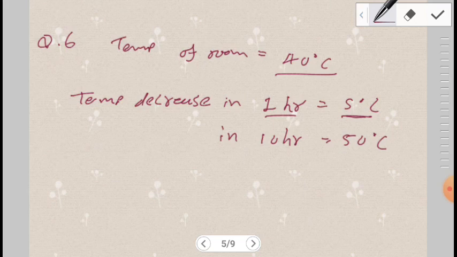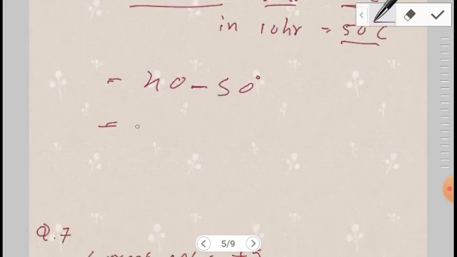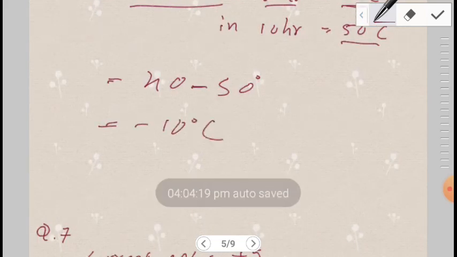So simply we calculate the temperature decrease in 1 hour is equal to 5 degrees Celsius. So in 10 hours, simply 50 degrees Celsius will be decreased. Now the present temperature is 40 degrees Celsius and after 10 hours it will be 50 degrees Celsius in decrease form, so we will subtract it. So after 10 hours I will get minus 10 degrees Celsius temperature.